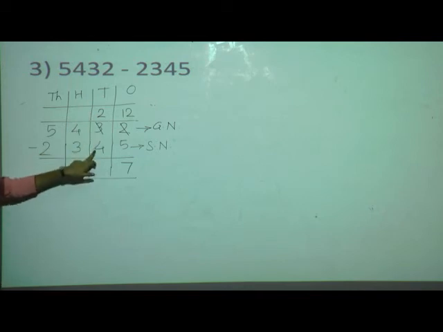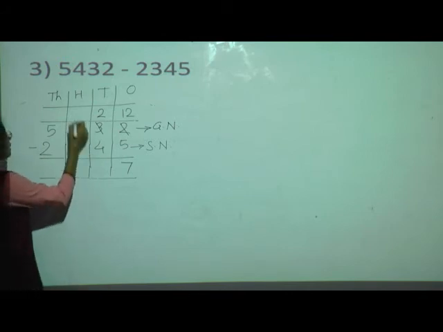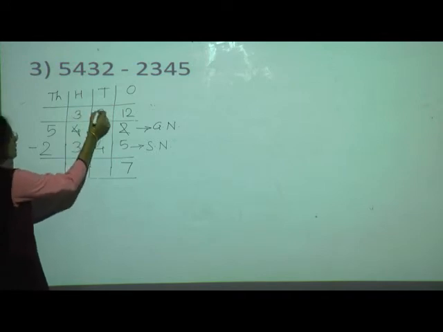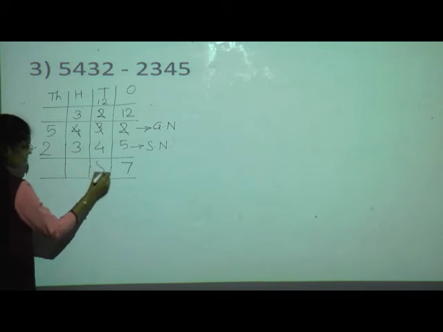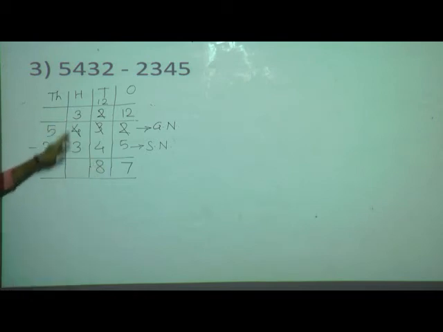Now see the tens place. Here 2 is there, here 4 is there. 2 minus 4. Can we do? No, we can't do 2 minus 4. So what we will do? We will go to the neighbor. Now this neighbor is having 4. 4 minus 1 is equal to 3. And this 2 will become 12. 12 minus 4 is equal to what? 8.